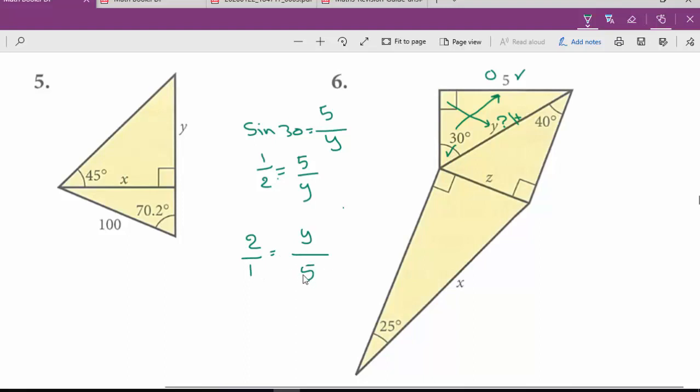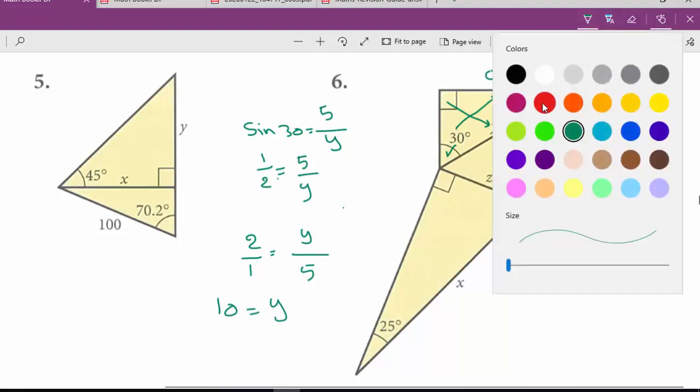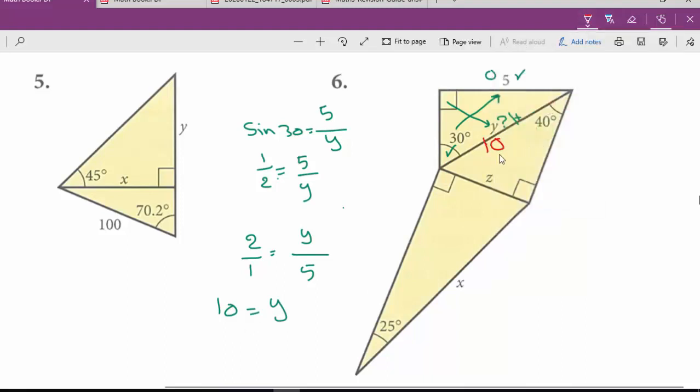Then how can we get rid of this 5? By multiplying both sides by 5. That gives 10 is equal to y. The y is 10 centimeters. We got one missing side, 10. Now we can work on this triangle because we have one angle, one side is missing, and one side is given to help us find z.